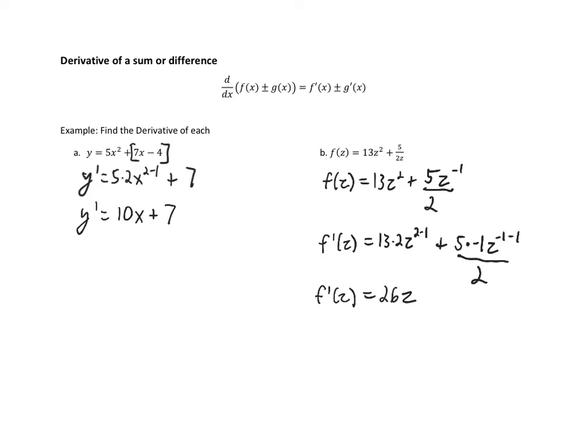And just doing some simplifying, this would be f prime of z equals 26z minus 5z to the negative 2 over 2. And as we did before, I can make that z to the negative 2 positive by moving it to the denominator. So I'm going to say this is f prime of z equals 26z minus 5 over 2z squared.